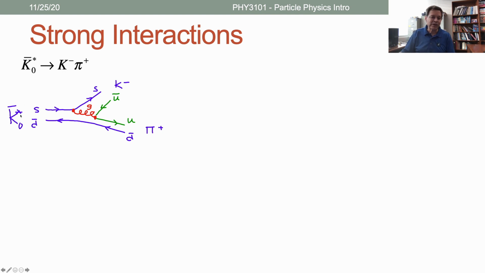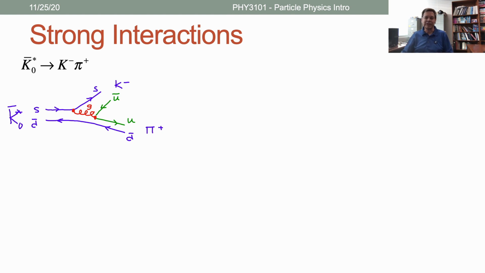Well, the K0 star bar is a strange quark and an anti-down quark. Because this is an antiparticle, we have strangeness -1 here in this case, so that's the strange. What is happening is the strange quark here can be thought of as emitting a gluon, and that gluon can then turn itself into an up quark and an anti-up quark. So you created some energy, and then that energy takes its form of mass of an up quark and anti-up quark.